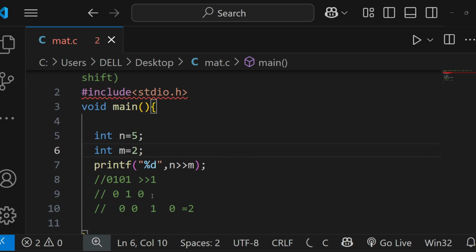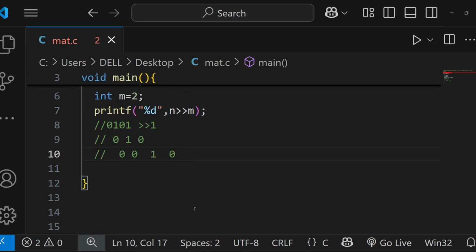So now it's very easy for you. If I am shifting this again, now my value is this. If I'm shifting it one time more, this 1 will be in the first position, isn't it?